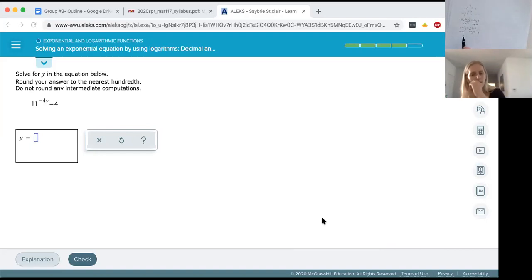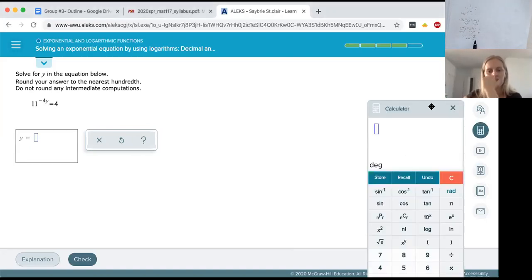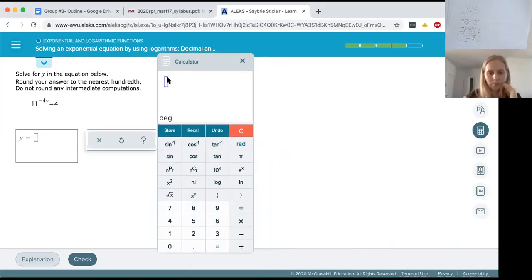So that final answer, y by itself, is going to be on your calculator, log 4 on top. And on the bottom, it looks like you got negative 4 times log 11. I bet if you tried that, that would work good. And then that negative 4 has got to be on the bottom somehow. Yeah. There you go. Negative 4 log 11. Okay, log 4.